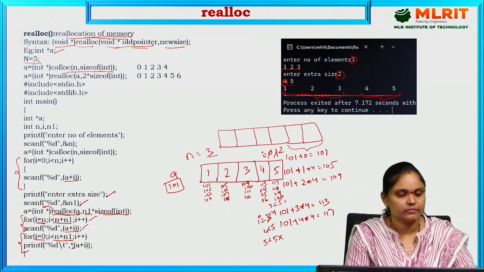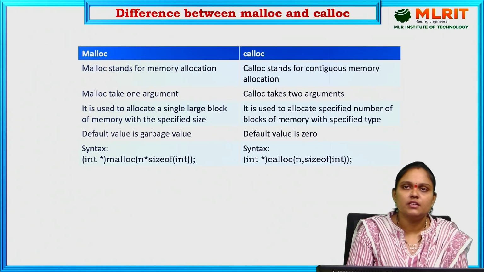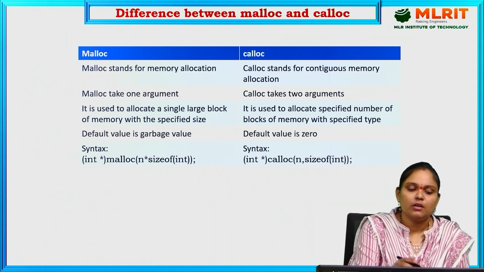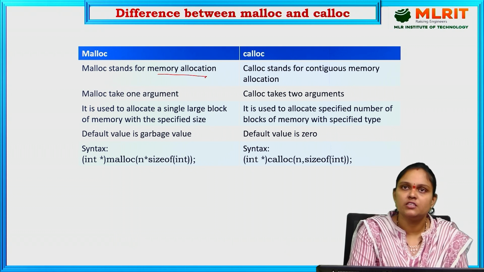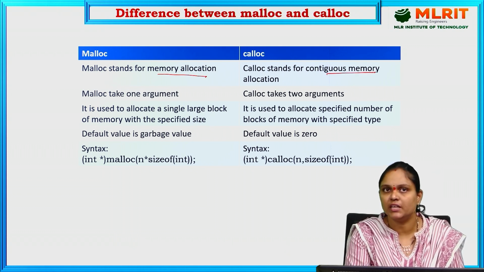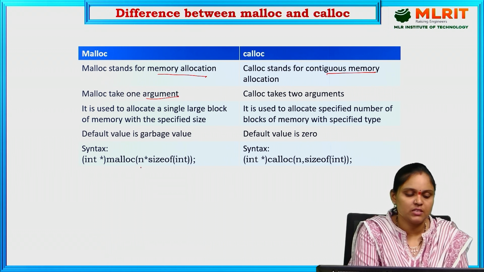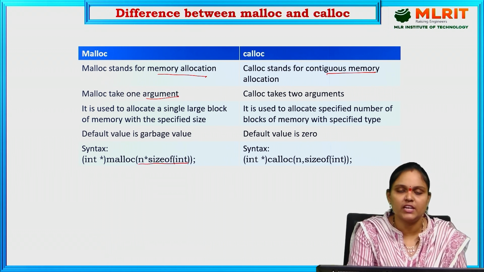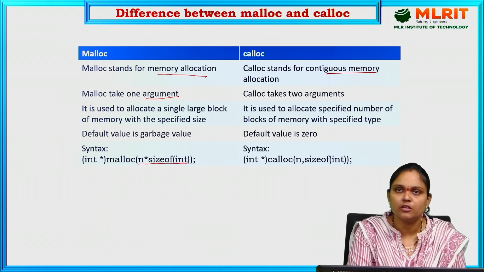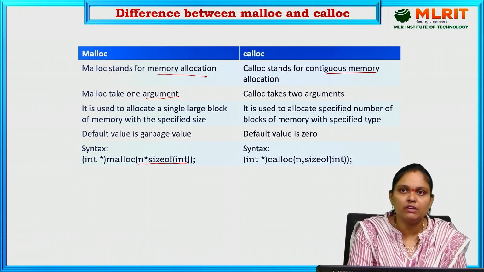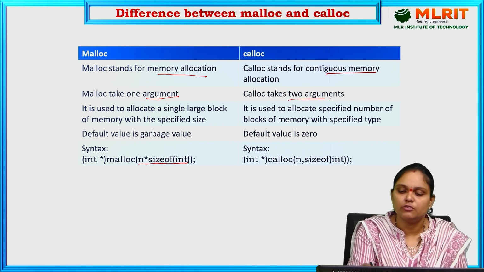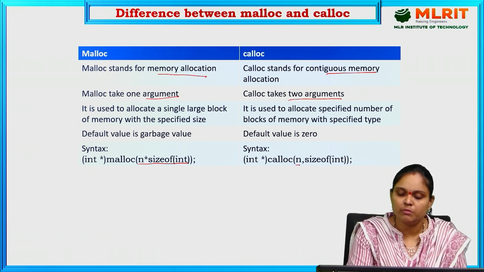The next topic is the difference between malloc and calloc. malloc stands for memory allocation and calloc stands for contiguous memory allocation. And malloc takes only one argument. So we have seen the syntax. See here, n into size of the data type. Here we have only one argument, so the malloc function will accept only one argument. And the calloc function takes two arguments. See, n is one argument and the size of the int is the other argument.